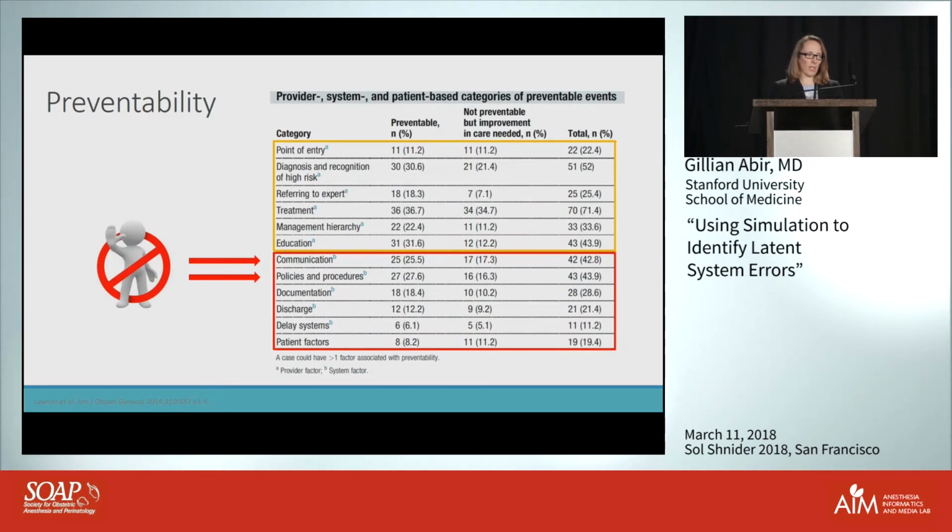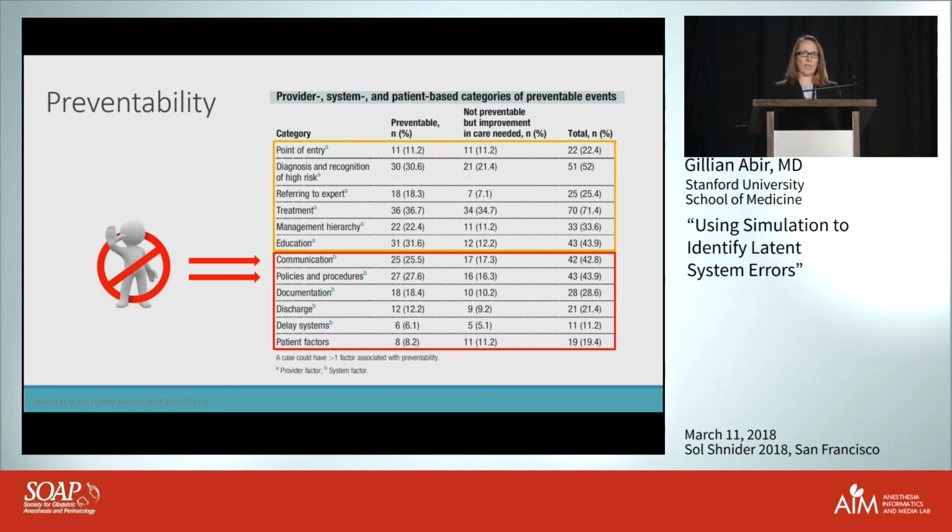So in terms of preventability, the idea is to try and identify things in our workplace that are potentially going to cause patient harm and to prevent it before it actually does cause patient harm. So this was a study published in 2014 from New Zealand, which looked at pregnant women who had been admitted to the ICU or HDU over an 11-month period in 2011 to 2012. And the yellow box is provider factors that caused a preventable harm to the patient, or not preventable, but improvement in care was needed. And the red box highlights the system factors.